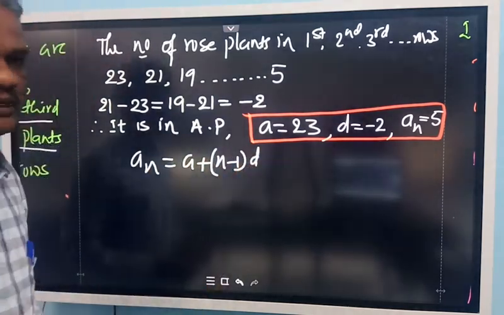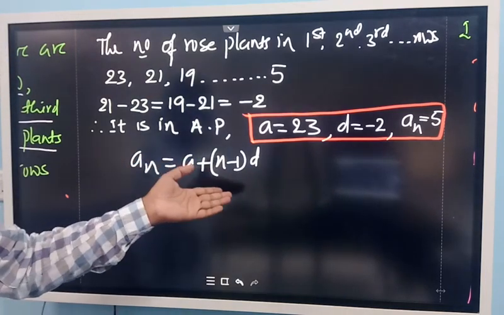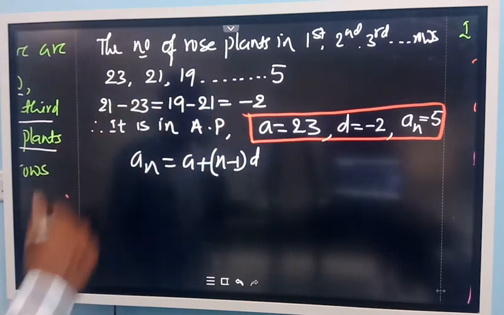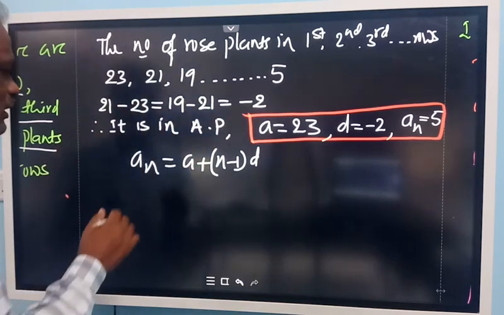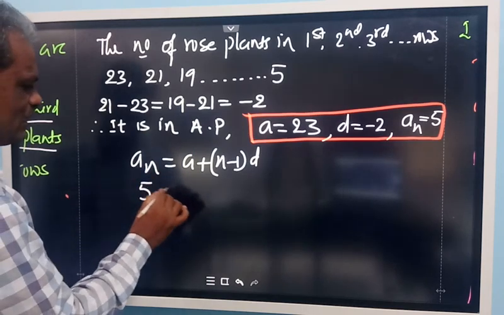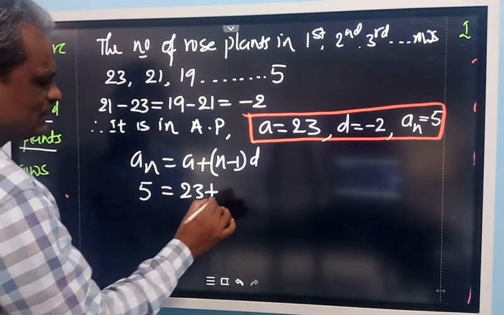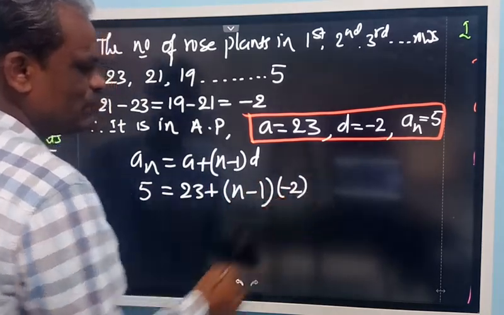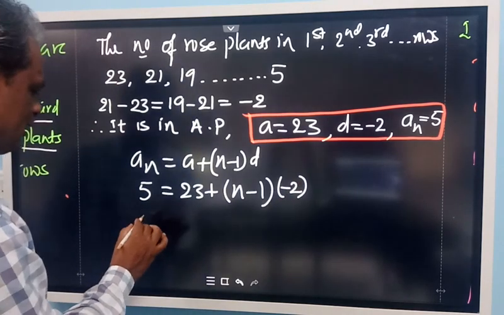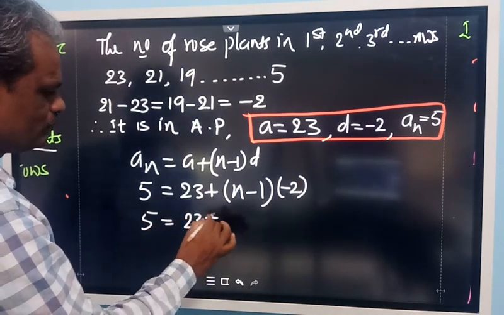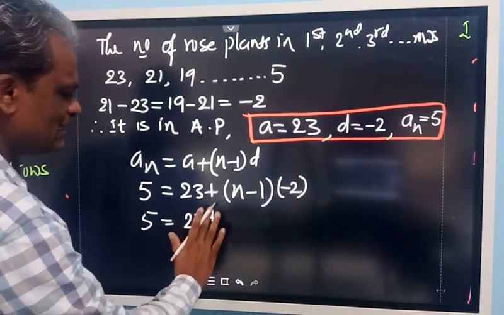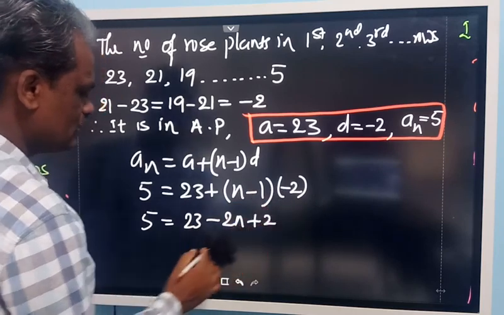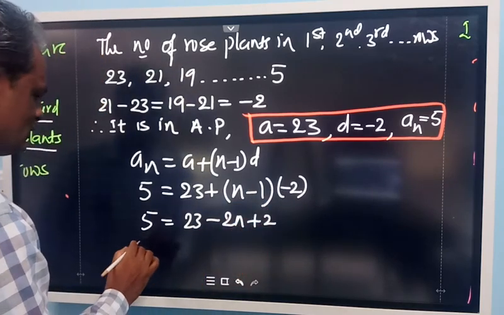We want to find out the number of rows, that means we need to find N. So AN is equal to 5, as in the last row 5 plants are there. Let us substitute AN is equal to 5 here: 23 plus N minus 1 into D value, minus 2, in brackets, because the minus sign is there. So now 5 is equal to 23 minus 2N plus 2. Now if you simplify this, you transfer 2N to the left side.